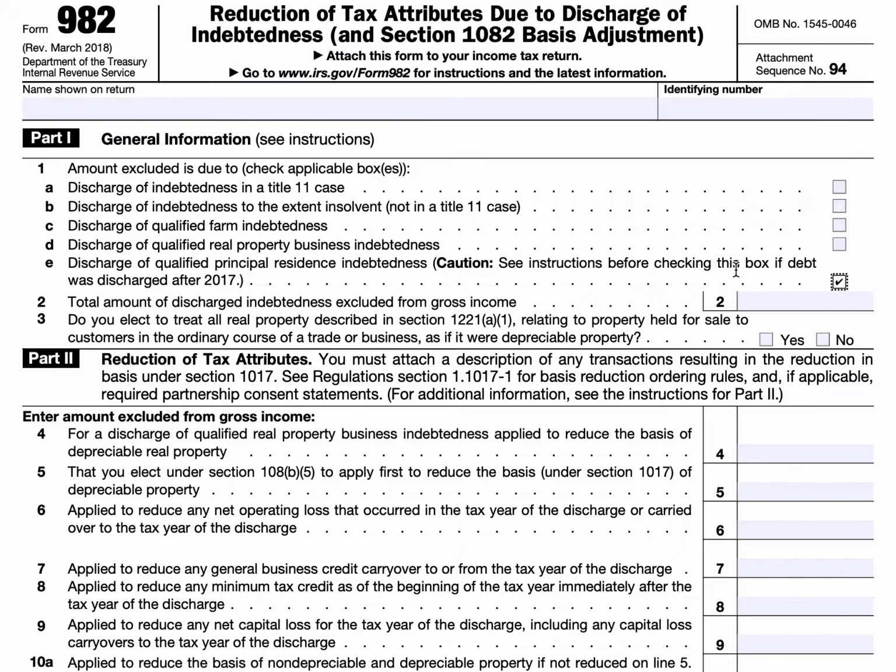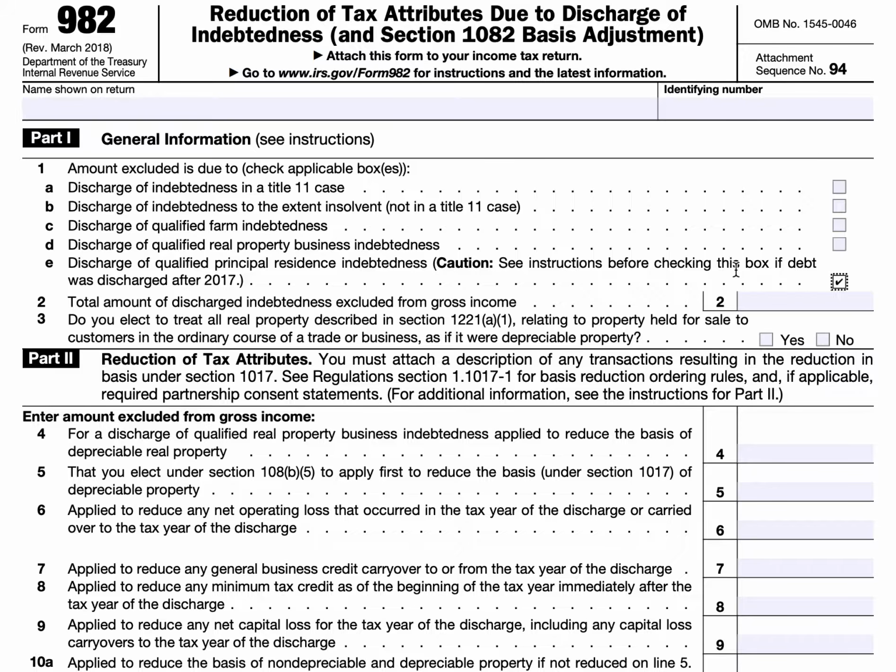To define, your principal residence is your main home. A qualified main home indebtedness is any debt or mortgage that you took out to buy, build, or substantially improve your main home. It has to be secured by your main home. It can't be a home equity line of credit from another property that you use to buy your main home. And only the debt that is equal to or less than the amount of your main home plus major improvements is considered to be qualified principal residence indebtedness.